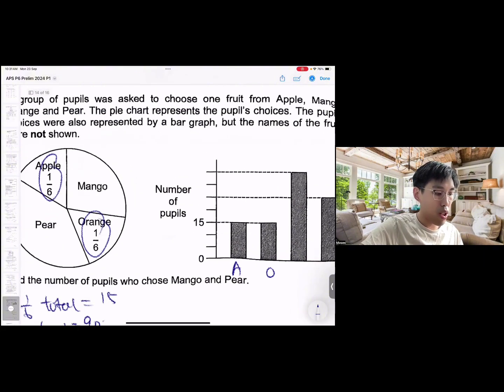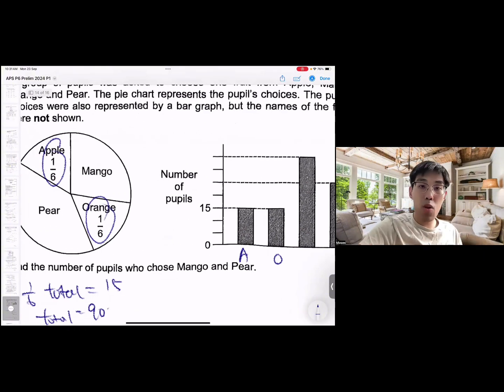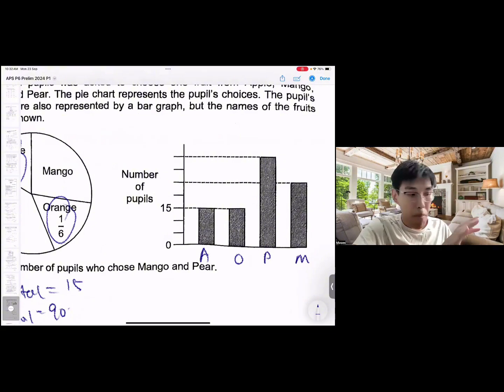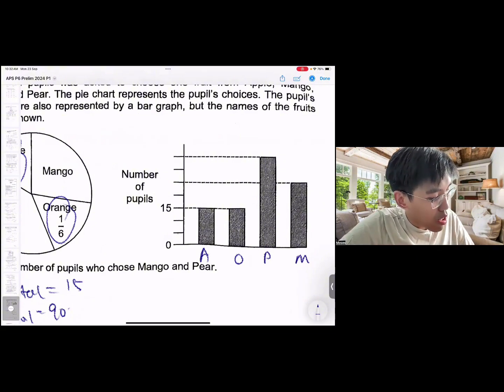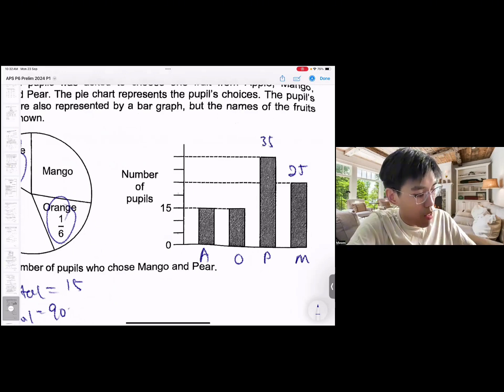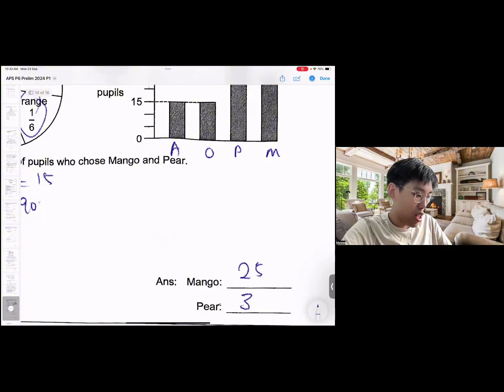Who choose mango and pear? From here, we can also continue to read from the table itself. From observation, we see that pear is bigger than mango. So this is obviously pear, and this is obviously mango. You must be able to make certain relations like that. So 5, 10, 15, 20, 25. This mango is 25, 30, 35. Pear is 35, mango 25.